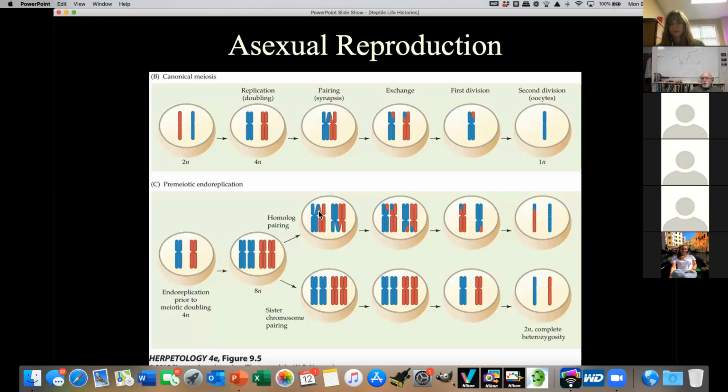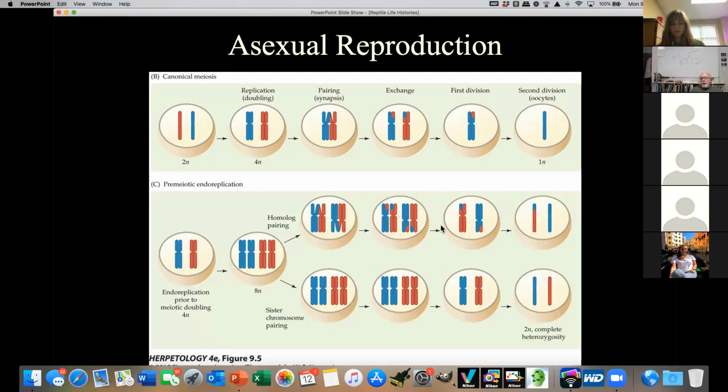In other forms of parthenogenesis, however, the homologs pair with one another rather than just the sister chromosomes pairing with one another. You still get crossing over occurring. You get the exchanges of these end segments of the chromosomes, which means that after the first meiotic division, you end up with 4 sister chromatids. Each of those sister chromatids is genetically different.